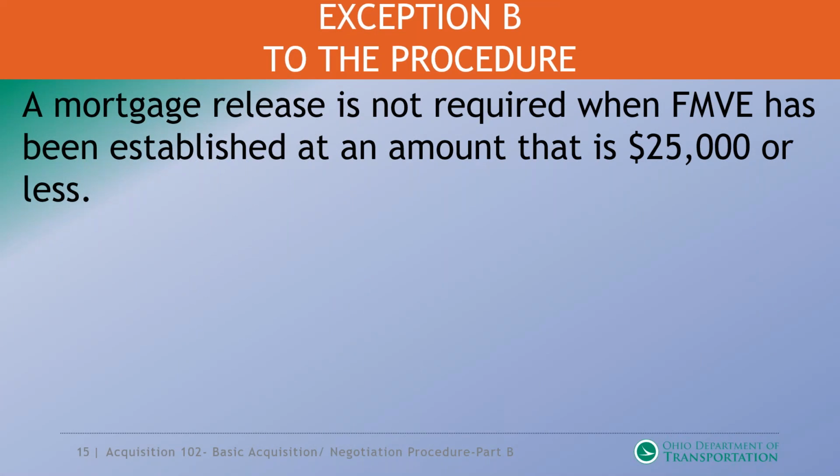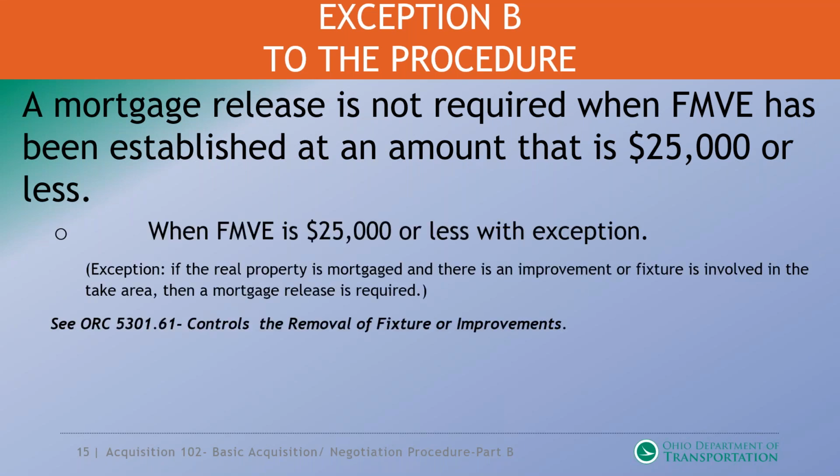Now, looking at the Exception B procedures, this is probably one of the most, I can't say controversial, but the one that had the most movement over a period of years until we reached this particular procedure. Now, a mortgage release is not required when FMVE has been established at an amount that is $25,000 or less. Now, a little bit of a caveat here. When, of course, the mortgage is $25,000 or less, with exception.